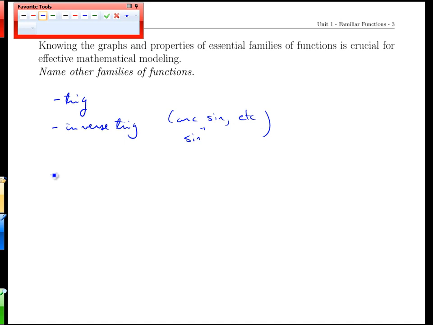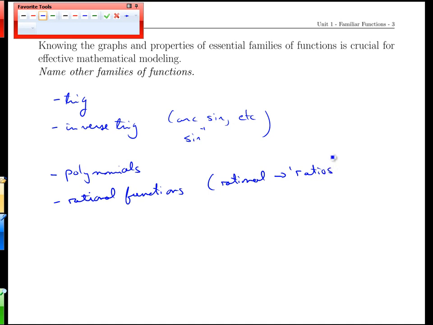What other ones have we seen? Well, polynomials, of course. Huge family there. So taking the powers of x and adding them, subtracting them. And that often leads you to rational functions. Just remember that rational here, a good way to remember is that it comes from ratios. That's its root. And that's polynomials over polynomials in a ratio. So fractions of polynomials. Ratios of polynomials as a set of rational functions.